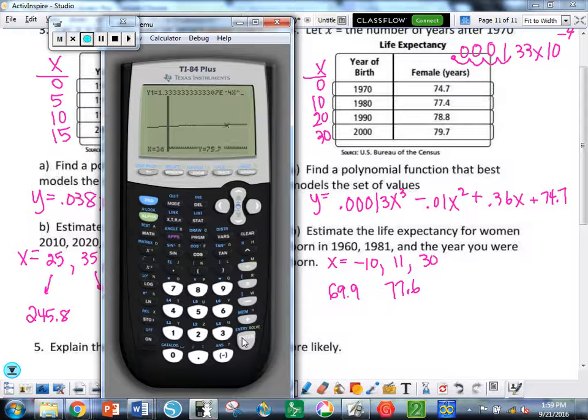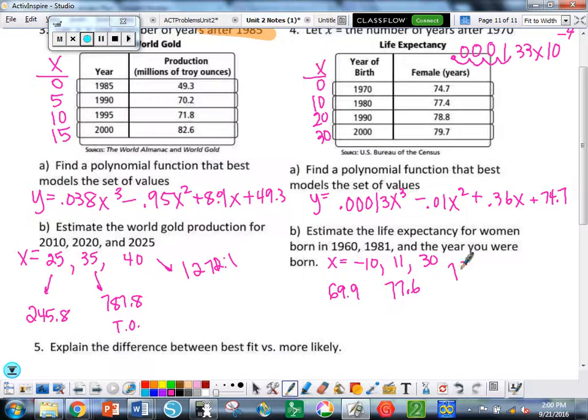Last one. A woman born in the year 2000, almost 80. But you know what? This is old data, right? It's got to be kind of old because somebody born in 2000 probably, yeah.